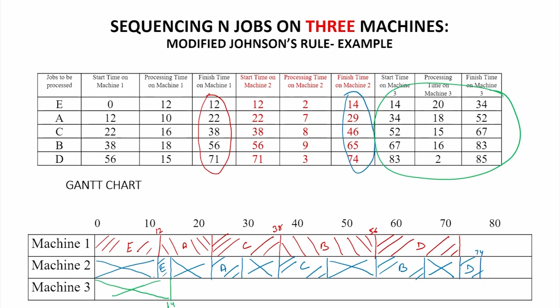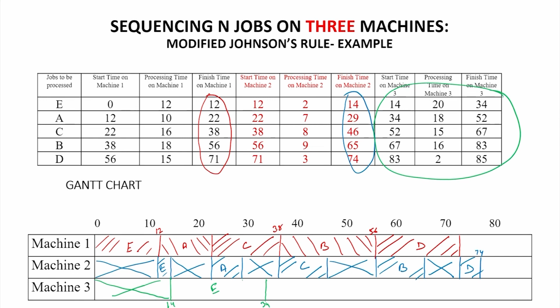The machine is not having any task, then it will run up to 34. So, this is my 30, this is 38, so I can say this is my 34. The first job is taking 20 units of time, and it is going up to 34, that is job E.